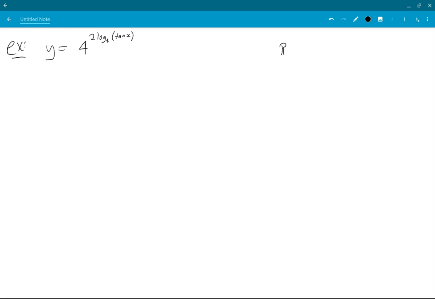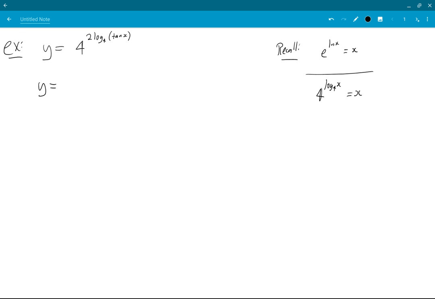Okay, remember, if I have e to the ln x, that's just x. But also, if I have 4 to log base 4 of x, that is also just x. So I'm going to use that fact to make my life easier. So no trig, no calculus yet, just algebra. I can write this as 4 to the log 4 tan x.